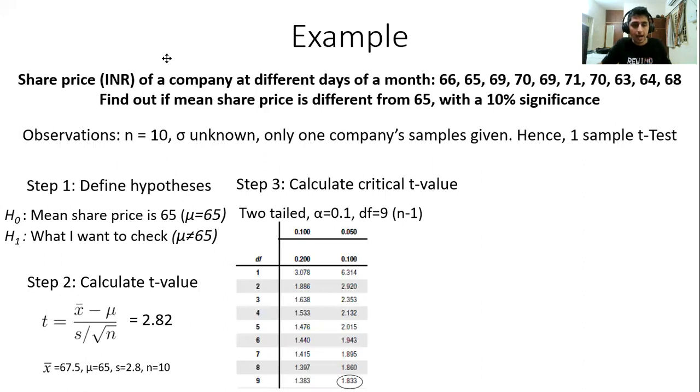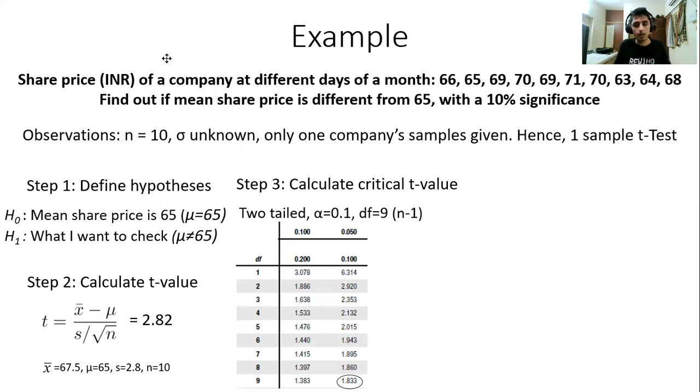Next, I have alpha as 0.1 because it's given as 10% significance. If it is given as 90% confidence, then again the alpha value will be 0.1, because 90% is 0.9. And the degree of freedom is 9, because I have 10 numbers and I am finding the average. So there are 9 numbers which can be changed and 1 number which is dependent on all the others. So 9 numbers are free. Degree of freedom is 9.